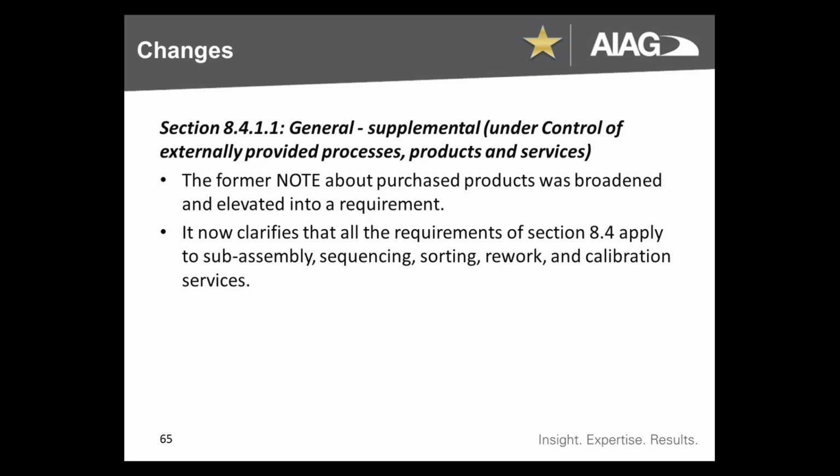Supplemental to the 9001 requirements, clarifies that there's an expansion about what's included here. All products and services that affect customer requirements, including subassembly, sequencing, sorting, rework, calibration services, not just the raw materials and component parts.